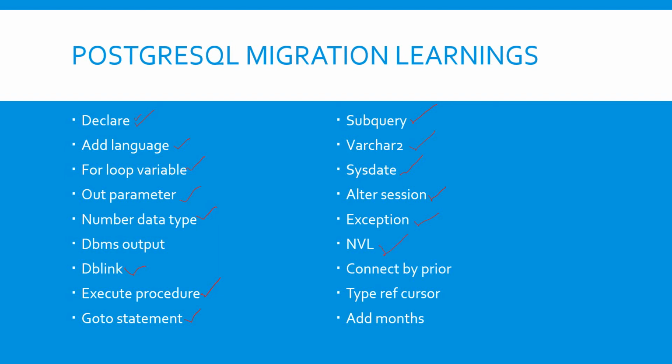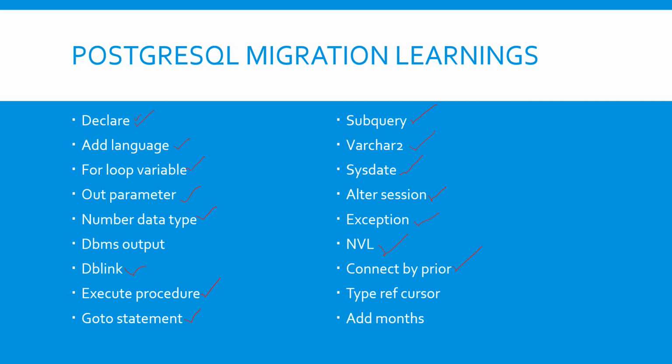Here NVL is not supported. This is a very critical one. So instead of NVL we need to use coalesce, and for coalesce you also need to mention the same data type directly, otherwise we will get an error. And connect by prior is not supported in open source Postgres database. So instead of this you need to use a recursive query. That one I will explain in later sections.